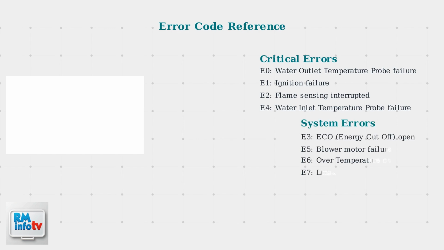System errors include E3 for eco or energy cutoff open, E5 for blower motor failure, E6 for overtemperature condition, and E7 for linear valve failure. Additional error codes include E8 for air pressure switch problems, E9 for flame sensor issues, and two special codes.